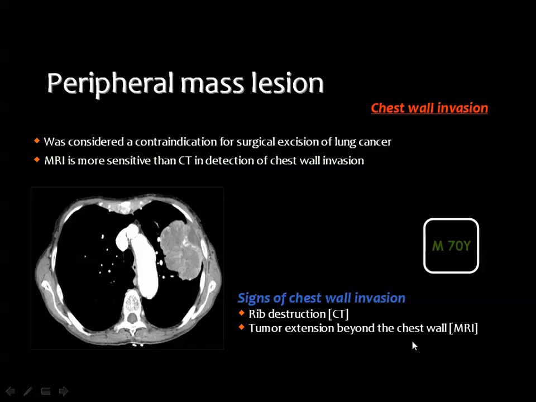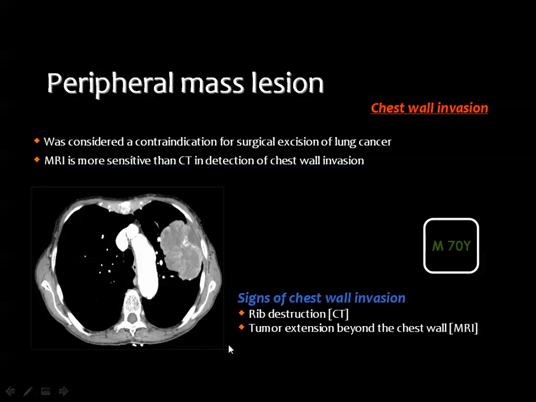Then in order to assess the local extent of the lesion, first the peripheral lung lesions, we have to know its relation to the chest wall. Invasion of the chest wall by CT has only 2 sure signs, which are the presence of destructed rib and the presence of tumor tissue beyond the confinement or the lateral wall of the rib.